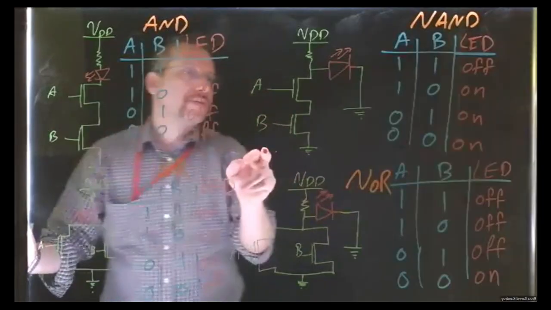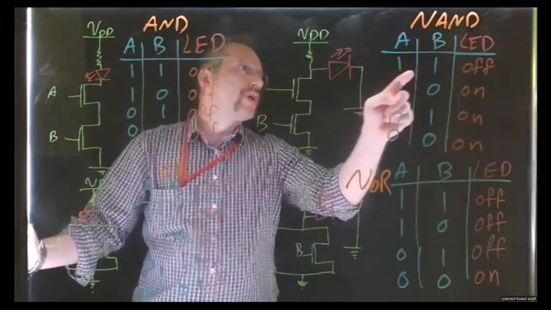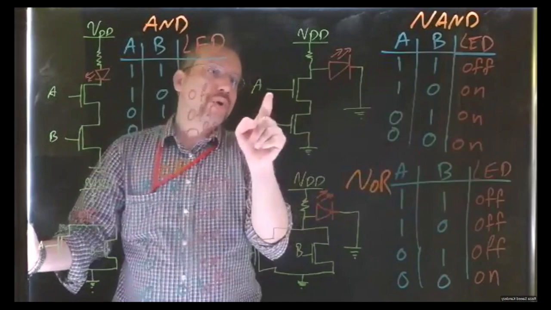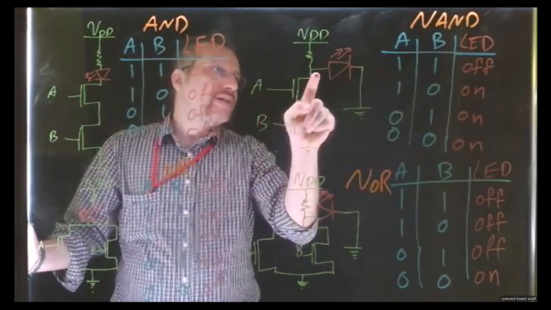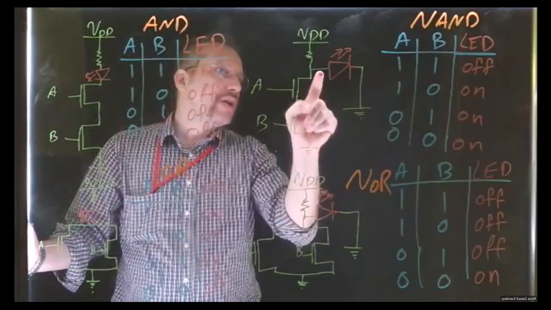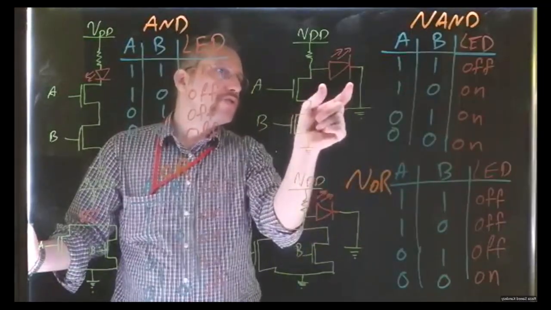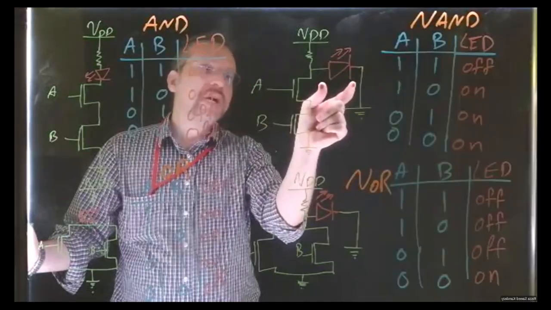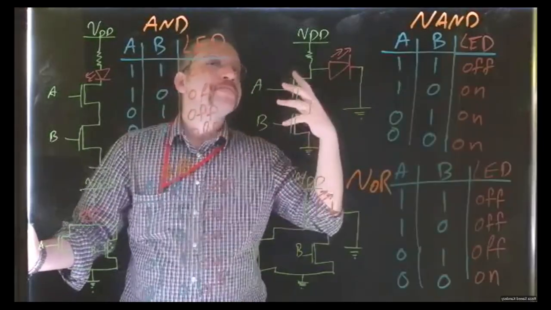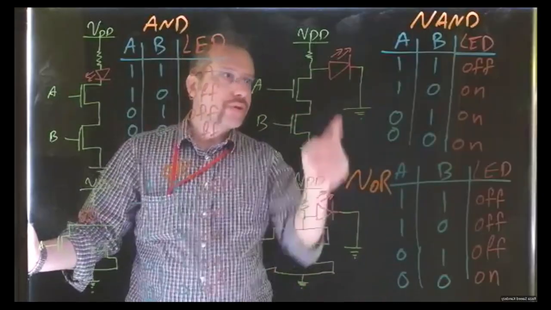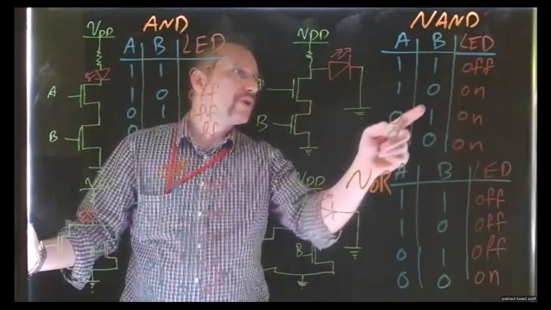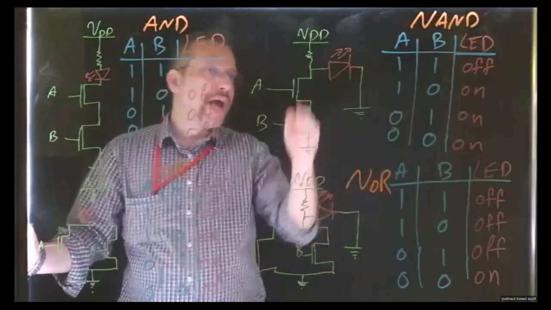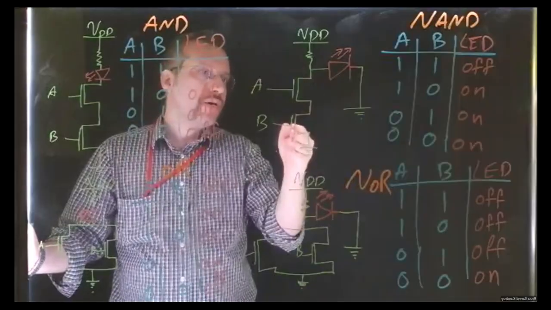Now let's look at it. If both of them are on, meaning both the transistors are conducting, both sides of the LED are connected to the ground. So there is no voltage across the LED, meaning there is no current passing through, so the LED is off. Now, if one of them is not triggered, that means we don't have any connection here.